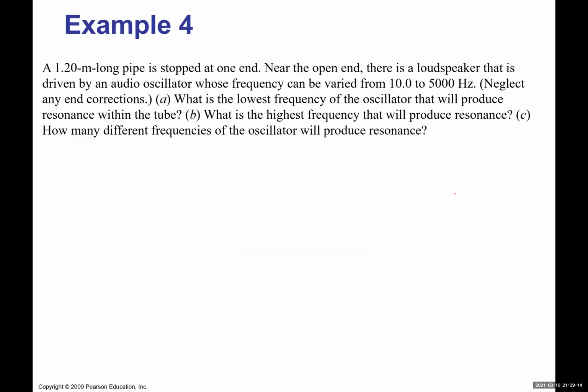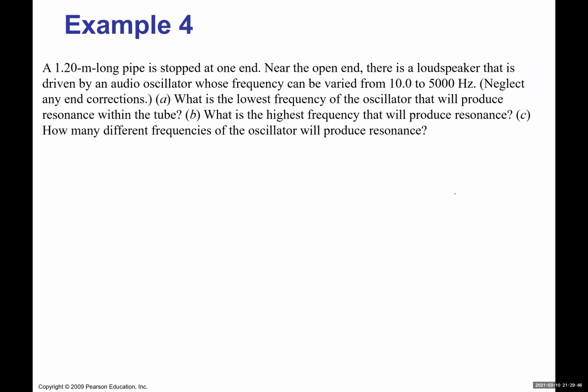All right, let's look at an example here. We have a 1.2-meter long pipe that is stopped at one end. Near the open end, there is a loudspeaker that is driven by an audio oscillator whose frequency can be varied from 10 to 5,000 hertz. Neglect any end corrections. What is the lowest frequency of the oscillator that will produce resonance within the tube?